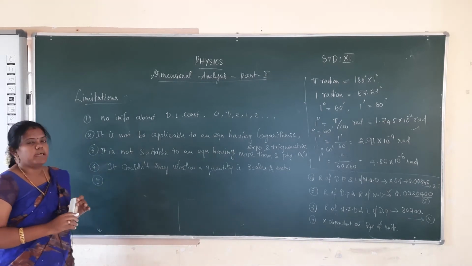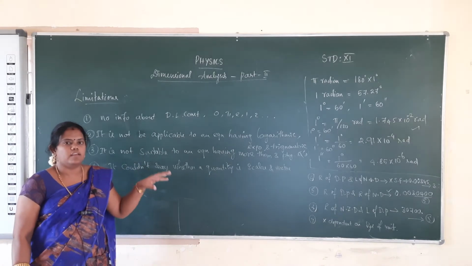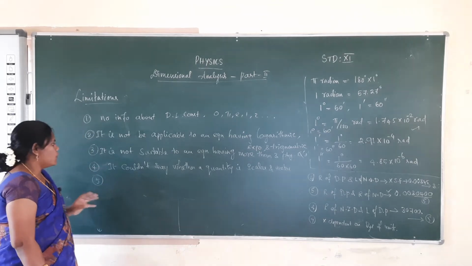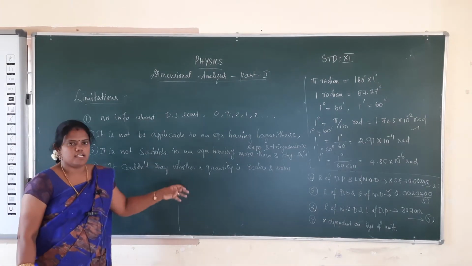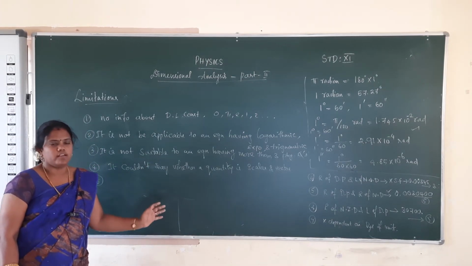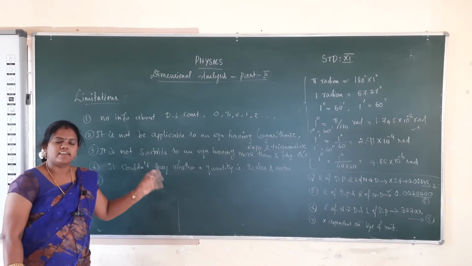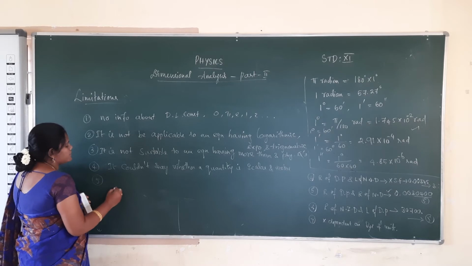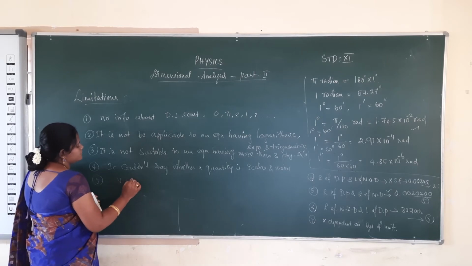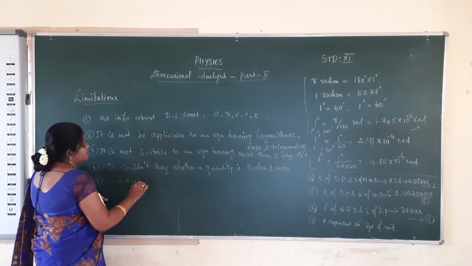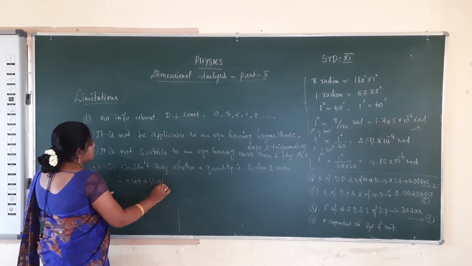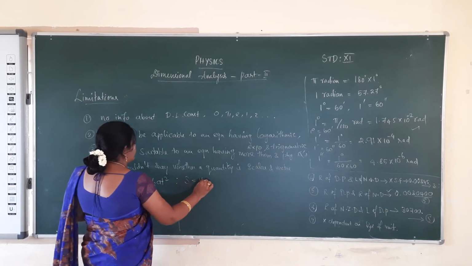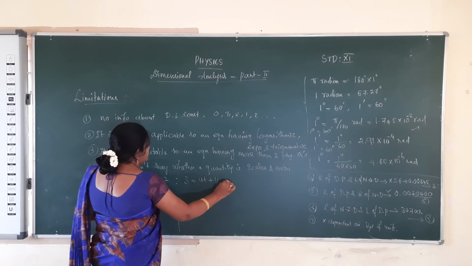An equation: dimension analysis only checks that the equation is dimensionally correct, not that it is absolutely correct. Okay, I take one equation, s is equal to ut plus half at square. This equation is dimensionally correct. Then I take another equation, s is equal to ut plus 1 by 3 at square.